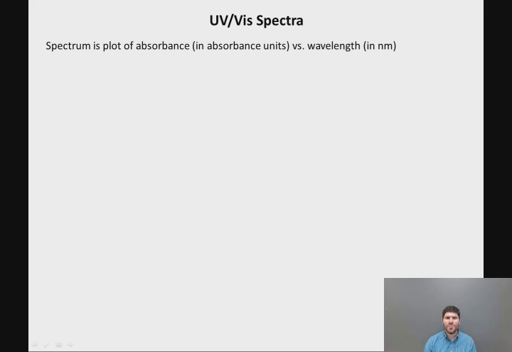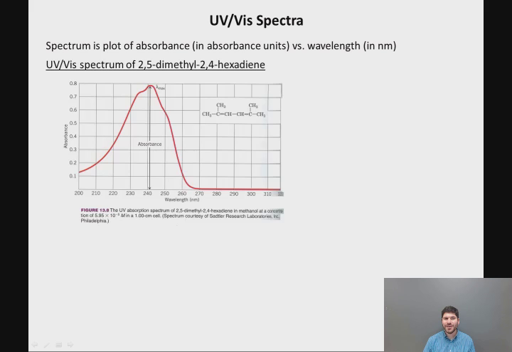In this lesson, we will put together the concepts that we've looked at in the last two lessons and now start to look at what a UV-Vis spectrum actually looks like and the features of the molecules that cause the spectrum to have certain structures. A spectrum is a plot of absorbance in absorbance units versus wavelength in nanometers. Here we can see the UV-Vis spectrum of, for example, 2,5-dimethyl-2,4-hexadiene.